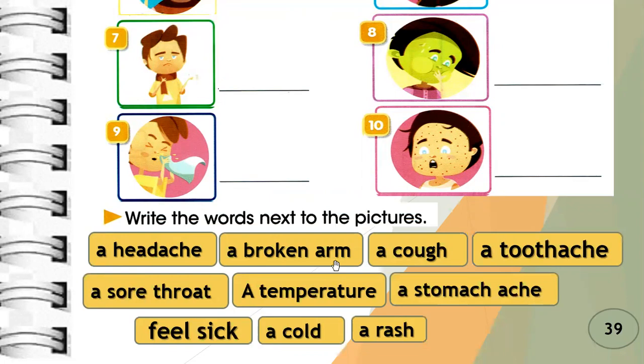A broken arm. Arm means a limb, broken means fractured. So a broken arm. A cough. Here, pronounce GH as F. A cough means a cough. A toothache. Tooth, plural teeth. Ache means pain.